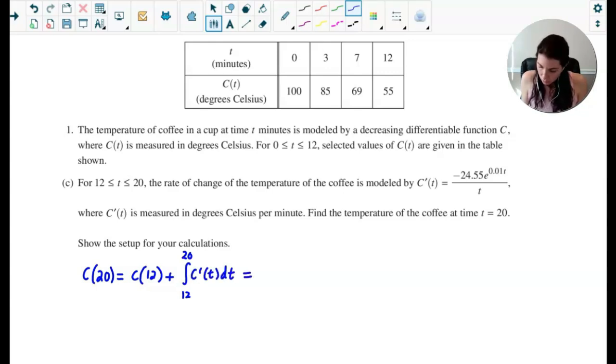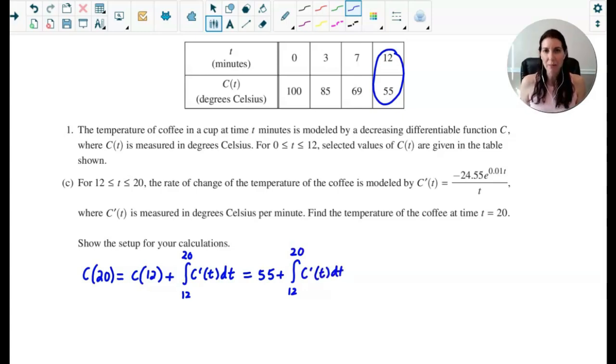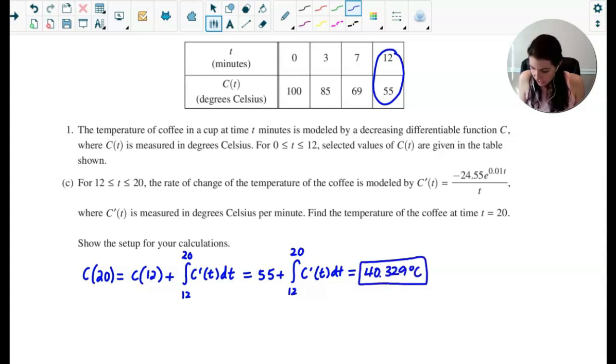Now we know c of 12 is 55, and we know that because we are given that here in the table. And then I need to add on the integral from 12 to 20 of c prime of t dt, and I'm going to just keep it as c prime of t dt since c prime of t is defined in this problem. When you calculate this in your calculator, you would get 40.329 degrees Celsius. And by the way, this question number 1 is a question where you were allowed to use your calculator.